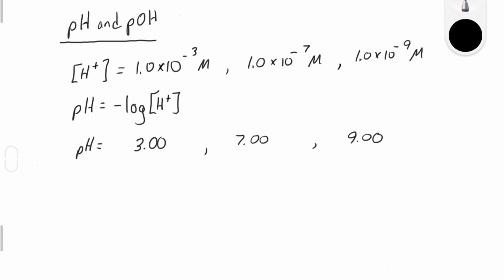In aqueous solutions, a neutral system has a pH of 7. Any pH smaller than 7 is acidic and will have a concentration of H+ that's larger than 10 to the minus 7. Any pH that's greater than 7 will be basic and will have an H+ concentration smaller than 10 to the minus 7 molar. pOH is a method for measuring base concentration and works in exactly the same way.